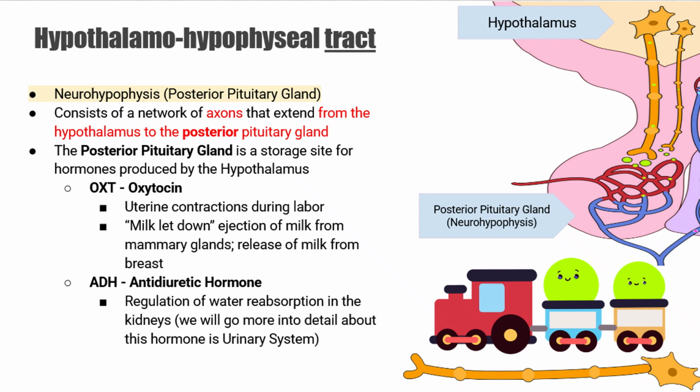The two hormones which will be secreted from the neural hypophysis, also known as the posterior pituitary gland, are oxytocin and antidiuretic hormone. Oxytocin, when targeting the uterus, causes contractions during labor. It also results in milk letdown, which is the ejection of milk from the mammary glands in the breast. Antidiuretic hormone regulates water reabsorption in the kidneys. Keep this hormone in mind when we enter the urinary unit or urinary system.